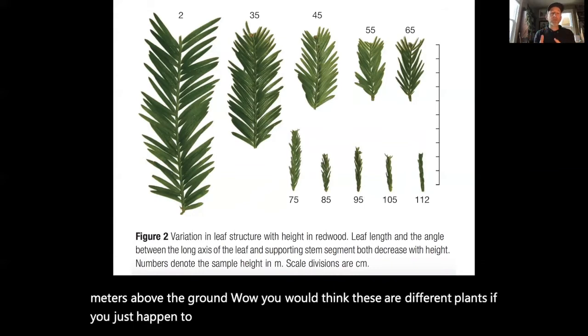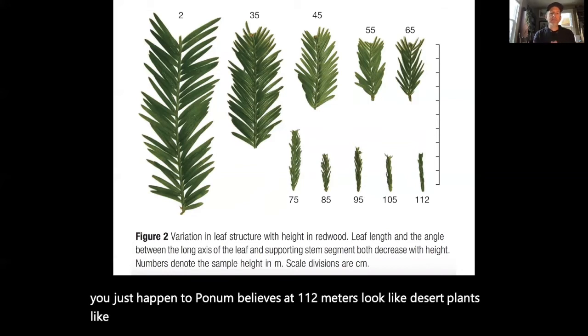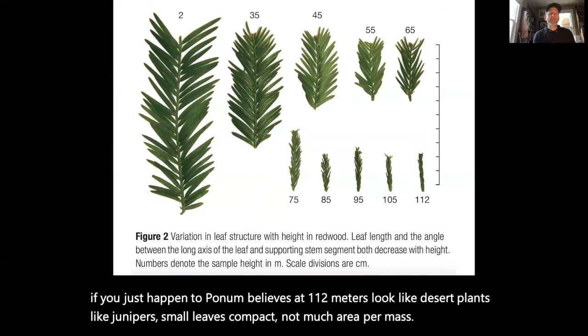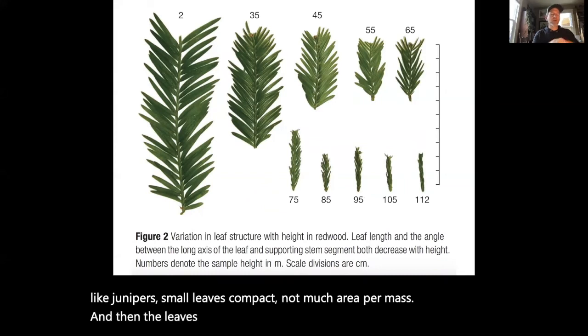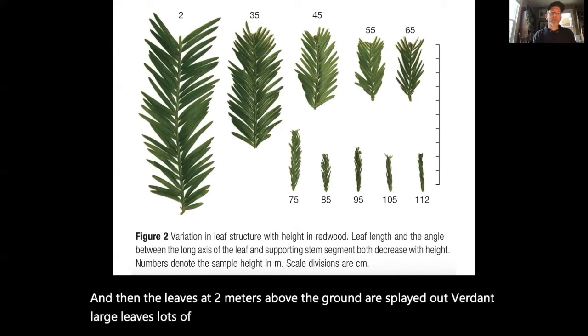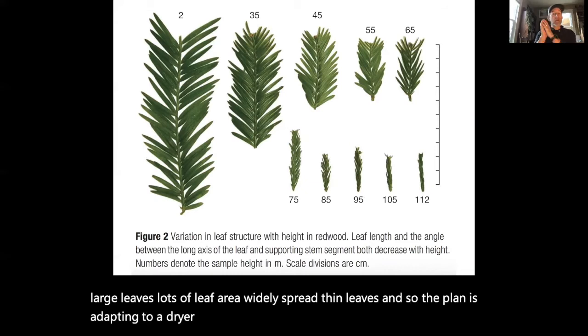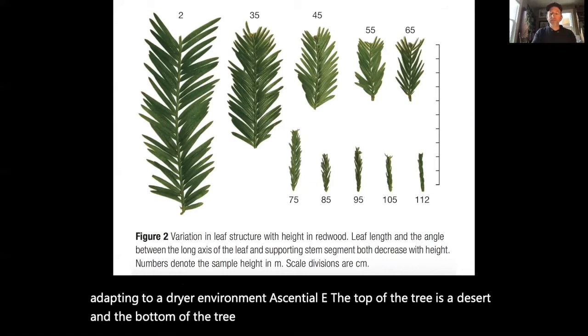The leaves at 112 meters look like desert plants, like junipers: small leaves, compact, not much area per mass. And then the leaves at 2 meters above the ground are splayed out, verdant, large leaves, lots of leaf area, widely spread, thin leaves. And so the plant is adapting to a drier environment. Essentially, the top of the tree is a desert and the bottom of the tree is a temperate rainforest.